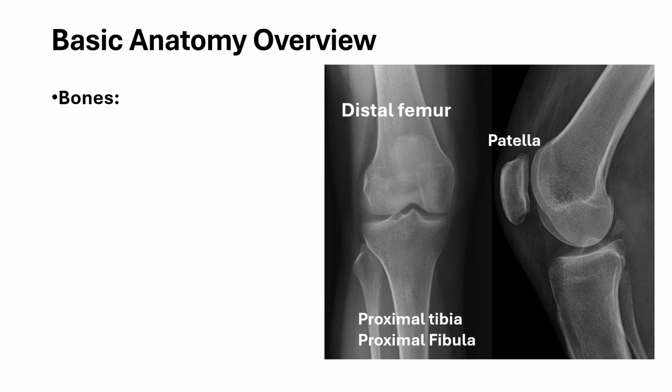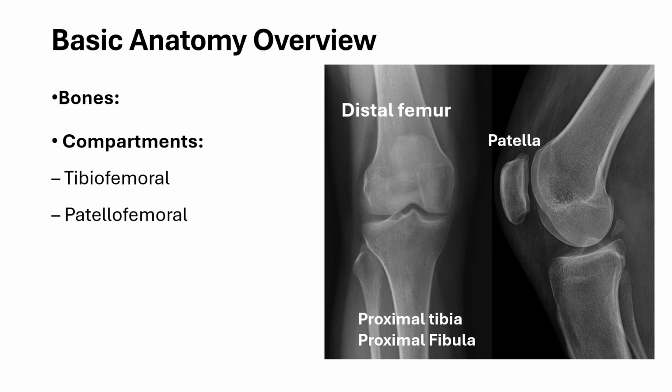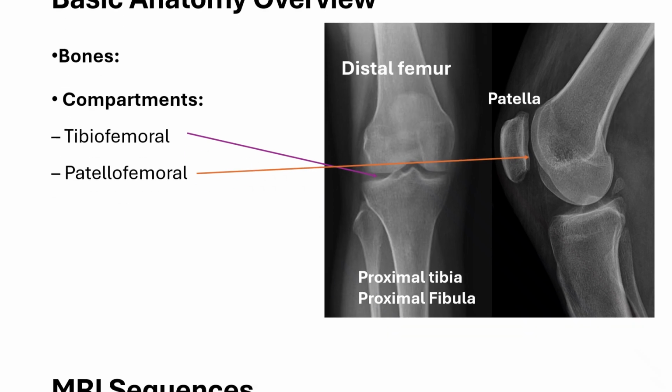So bones include the distal femur, proximal tibia and fibula, and patella. These four bones form the knee joint. And there are three compartments, that is the tibiofemoral compartment, which has two parts, medial and lateral tibiofemoral compartment, and the patellofemoral compartment. So there are three compartments in the knee joint.